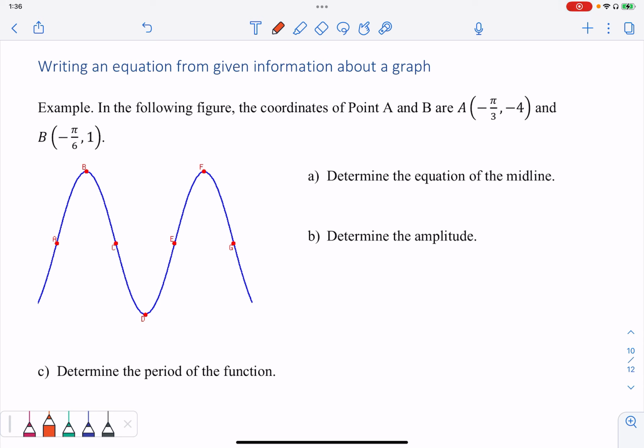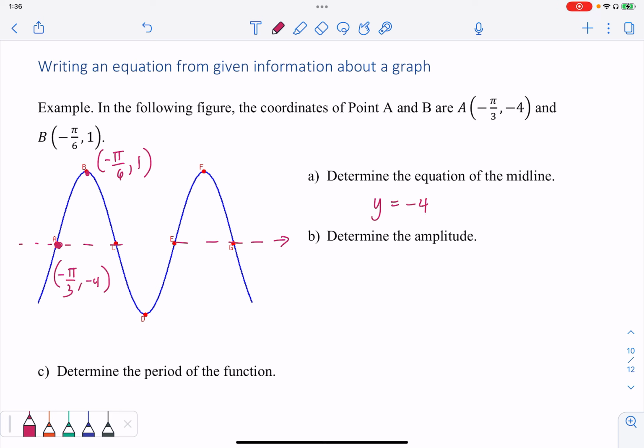Well, I want to label some points here to give me an idea of what this graph is going to look like. So if this is A here, that is (-π/3, -4). And B is (-π/6, 1). Great. So it says determine the equation of the midline. Well, I can see here that the point A is on the midline where y equals -4. So the equation of the midline should be y = -4.